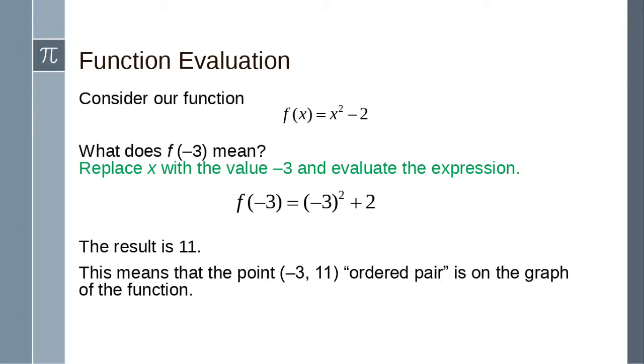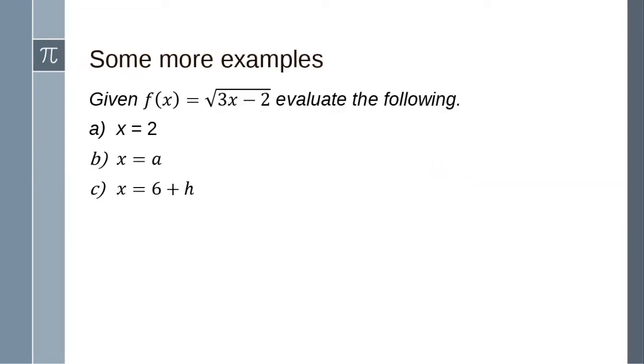I'm positive. Okay? So if we were to graph this, again, you plot it in as the ordered pair. So let's look at some more examples. Given this function, the square root of 3x minus 2, we're going to do several of them, okay? So let's do one at a time.